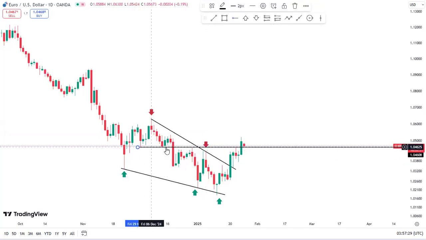The support, it was broken. It became a resistance one. The market went down. It came back again to test what? The resistance. Once you can see now they've broken the resistance. Remember, I said the more touches, the weaker the level.